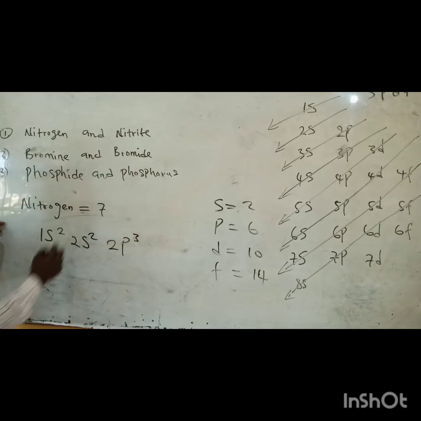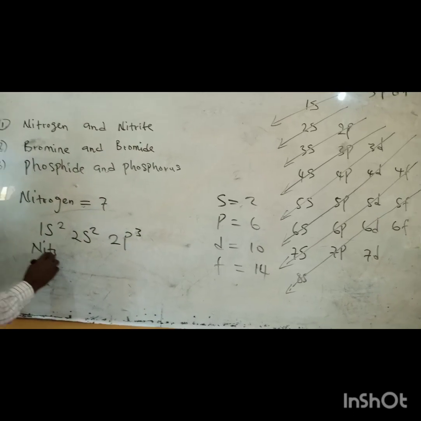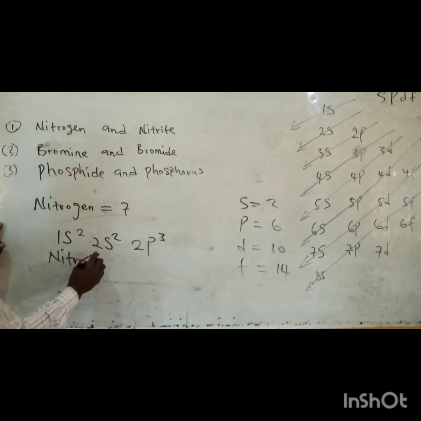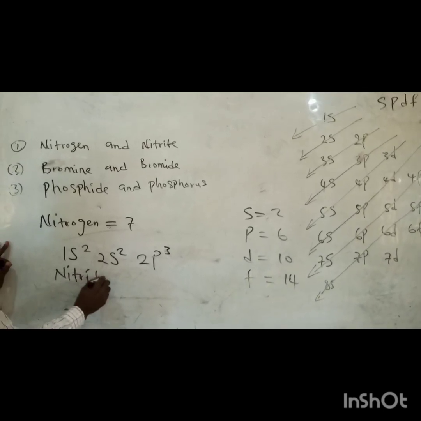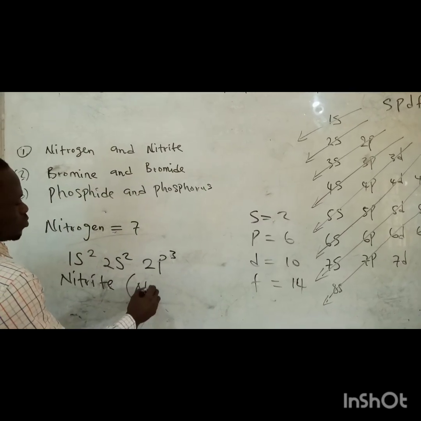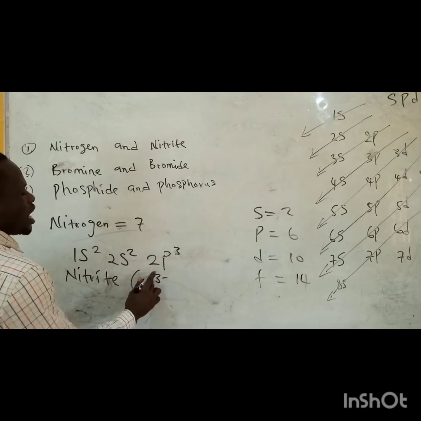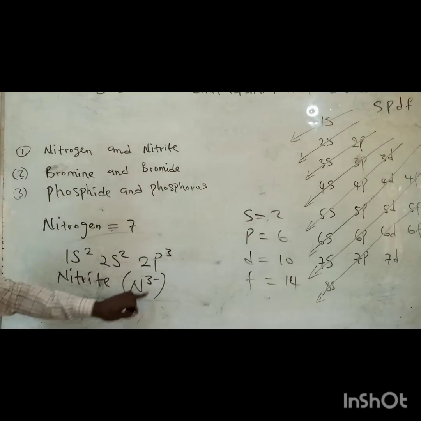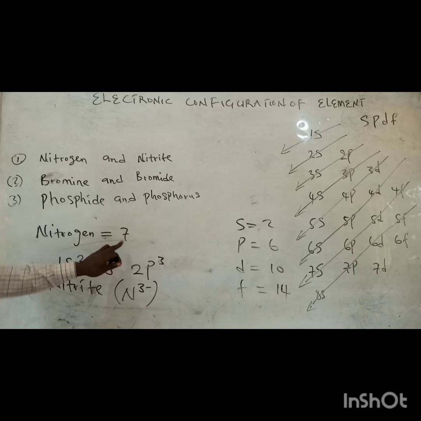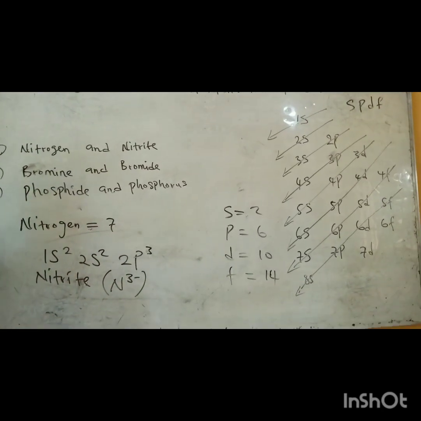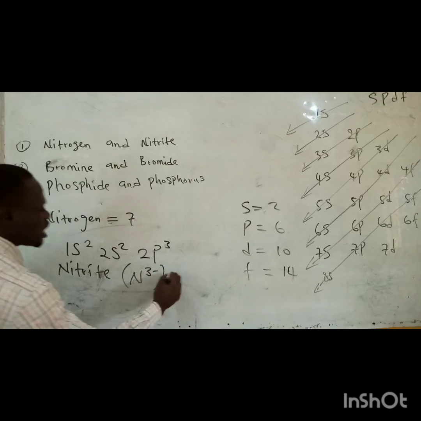What about nitride? We want to look at the electronic configuration of nitride. Nitride has a charge of -3. Now you add this -3 to the original nitrogen, because nitride comes from nitrogen. So you now have nitride as equal to 10.